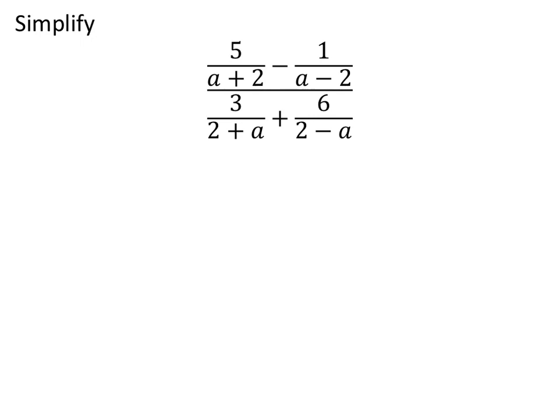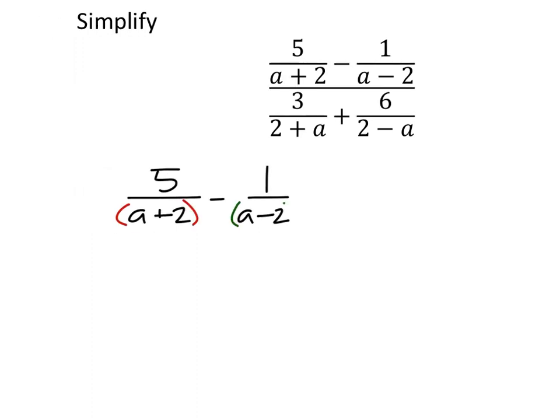But in any case, I'm just going to split this up into smaller problems, okay? I'm going to start with my full numerator, 5 over a plus 2 minus 1 over a minus 2. And I want common denominators here. So I've already got a plus 2 here. And if I multiply that by a minus 2, it should help me get those common denominators. But it needs to be a factor of 1, so I multiply it by the numerator and denominator.